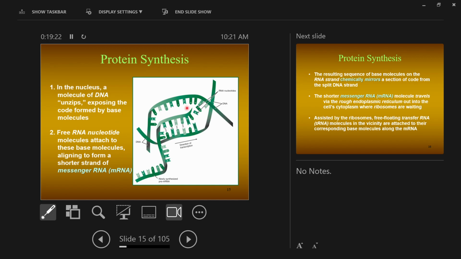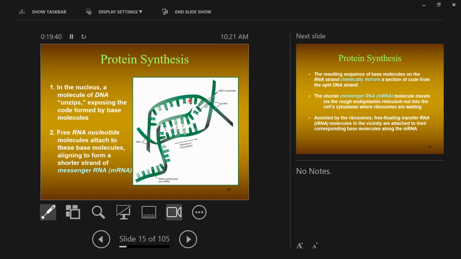So here we go. This is going to get semi-complicated, semi-quick. Stop and ask questions, please. In the cell, when it's time, the DNA will unzip, okay?